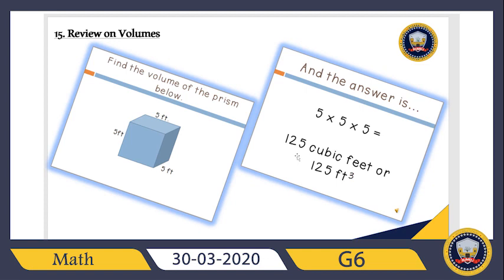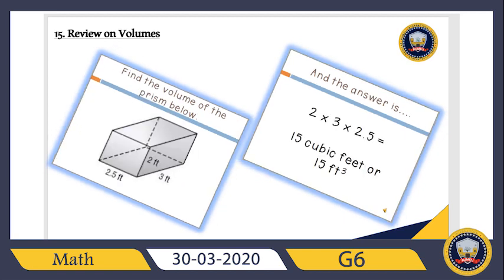Now, about the units, we can write like this: cubic feet, which is correct. Or you can write 125 ft, which means feet, to the power of 3. This is a small 3 here. So you can write it like this or like this. Okay? Why is it feet? Because my dimensions here are in feet.